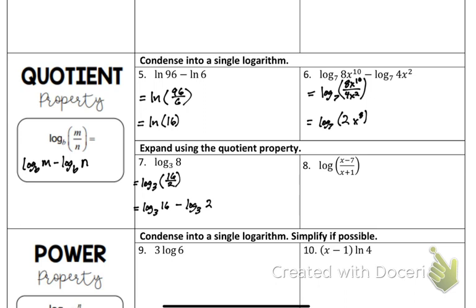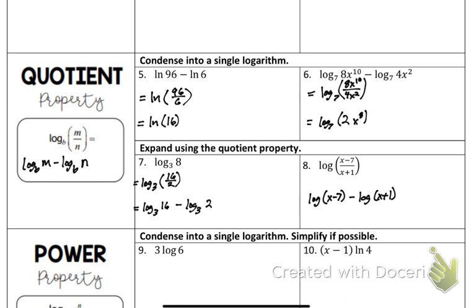All right, our last one was just breaking it apart. So we'd break this apart into log of (x minus 7) minus log of (x plus 1). And that is our quotient property.